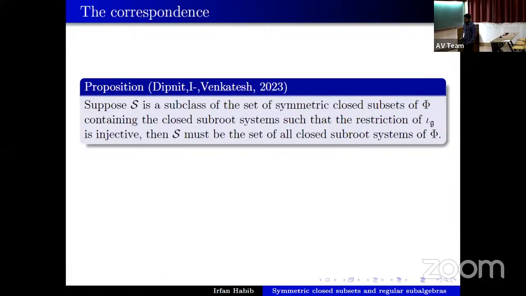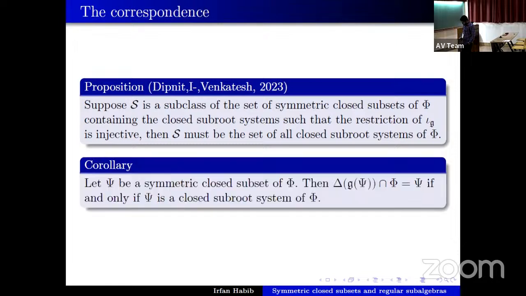Here is the result, which says that if you take any subclass of the set of symmetric closed subsets which contains the closed subgroup system, and the restriction of Ig is injective, then the set has to be the set of all closed subgroup systems. That means if you want to extend the map from the closed subgroup system, you can't even extend it to a single element outside the set of closed subgroup systems while retaining injectivity.